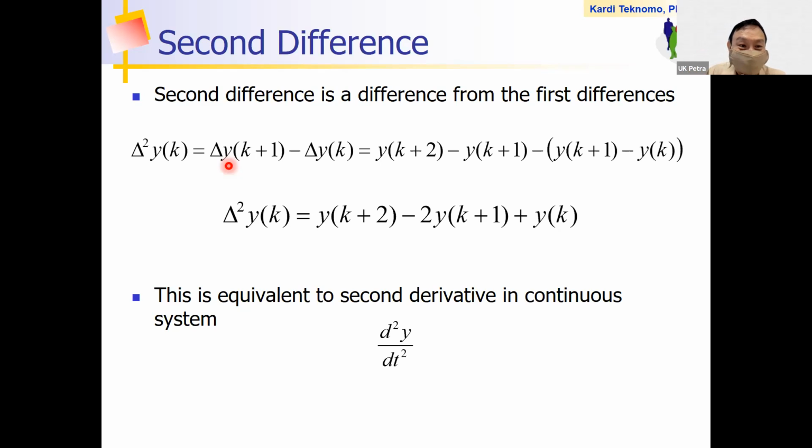The second order difference is exactly the same as the first order, but this is the difference of the difference. In continuous form, you have d square y divided by dt square. You learned this? Yes. So what is the discrete counterpart of this? It's this one, delta square yk. Because time is already discrete, you don't need to divide.